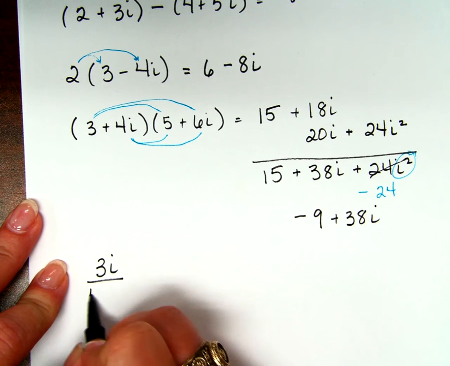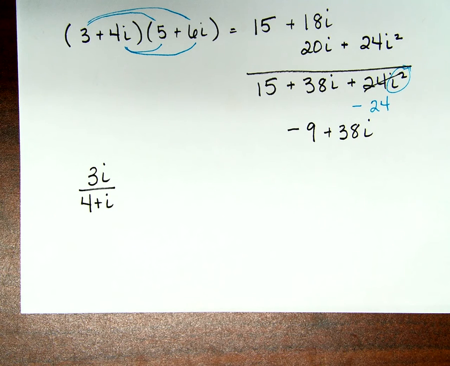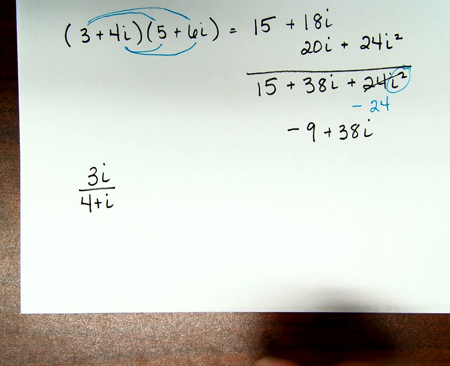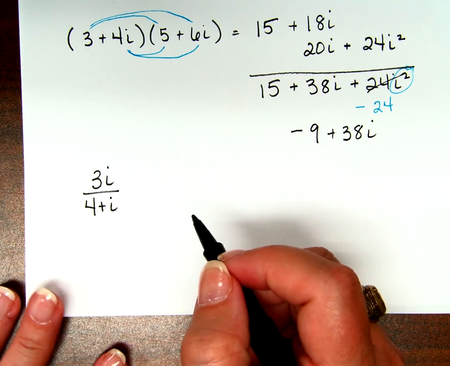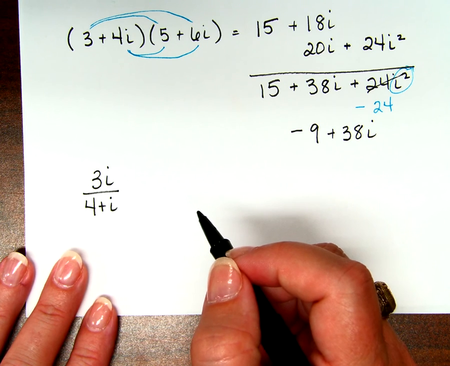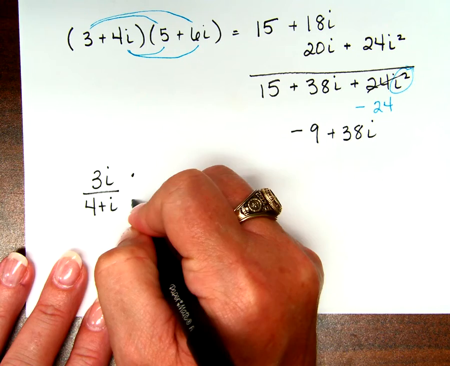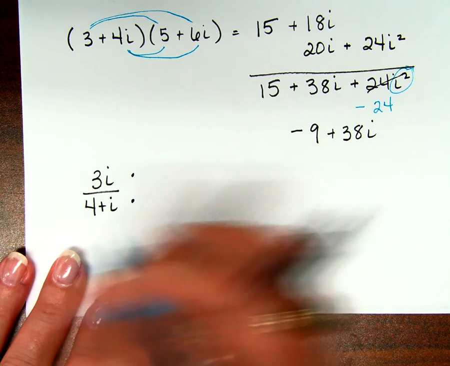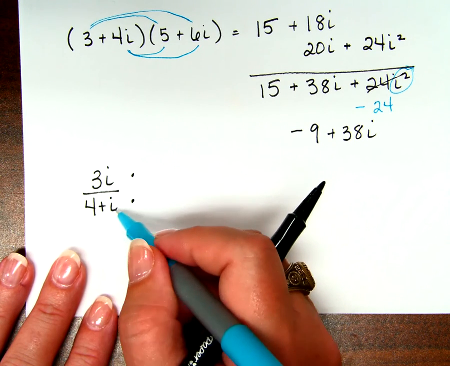3i over 4 plus i. Can we have an i in the denominator? I'll tell you right now, no, you cannot. Okay? So we have to take what's called the conjugate. Do you remember us talking about complex conjugates? It's okay if you don't. I do, and I'll remind you. The complex conjugate of 4 plus i is 4 minus i.